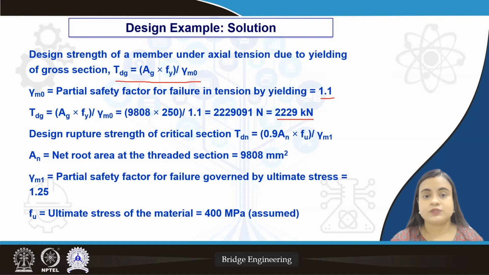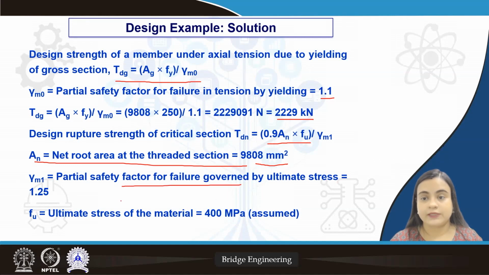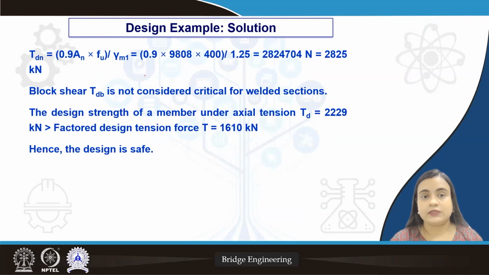The design rupture strength of the critical section, TDN, can be obtained as 0.9 times AN times FU by gamma m1. AN is the net area of the threaded section, taken to be the gross area of the section, that is equal to 9808 millimeter square. Gamma m1 is the partial safety factor for failure governed by ultimate stress, equal to 1.25. Fu is the ultimate stress of the material, taken to be 400 MPa. So from there TDN turns out to be 2825 kilonewton.